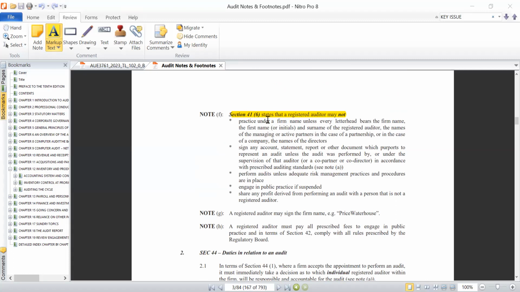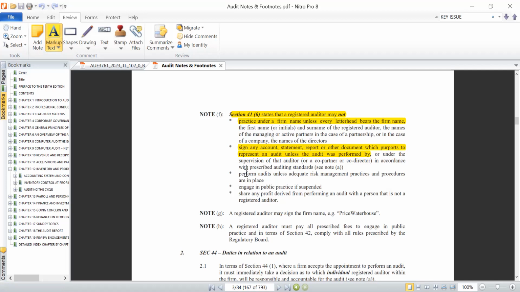Number one, practice under a firm name unless every letterhead bears the firm name, the first name and all of that. Sign any account, statement, report, or other document which purports to represent an audit unless the audit was performed. So they're not supposed to just find themselves signing documents to say, yeah, we've already conducted the audit, whereas they've not performed the audit. If they do that, it means there is no due diligence that has been exercised.